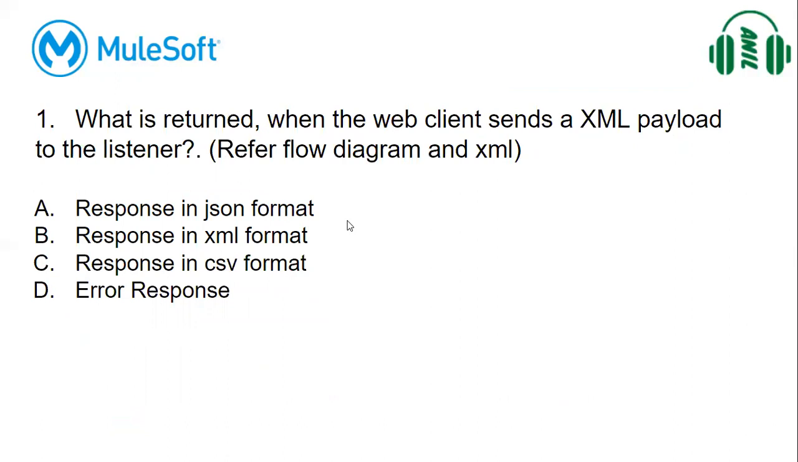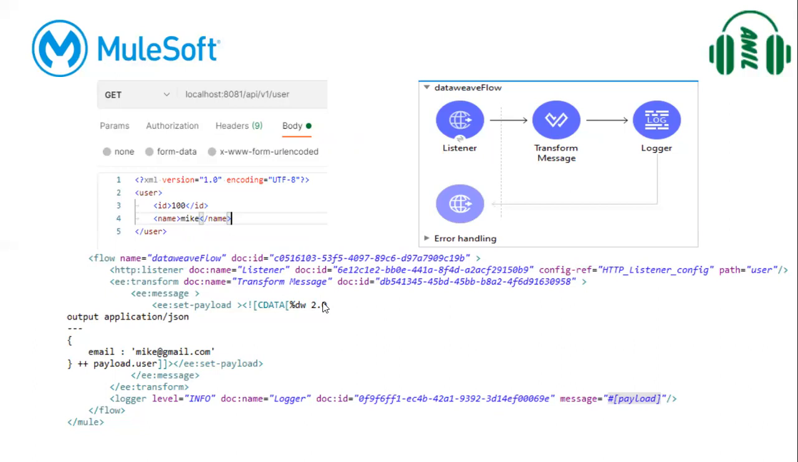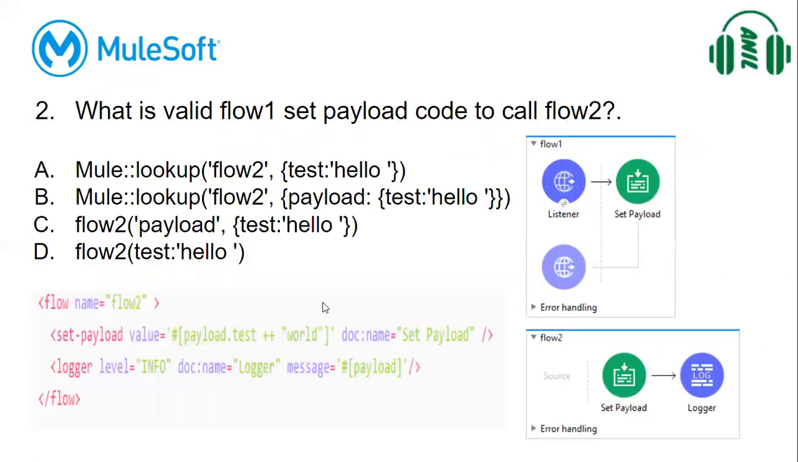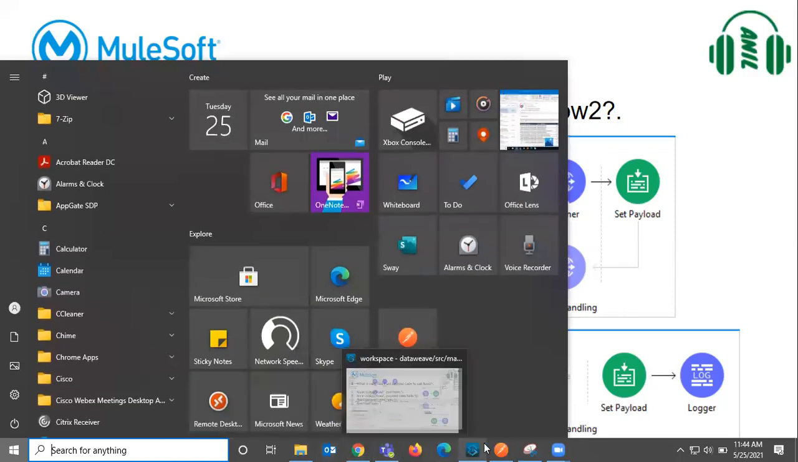Okay, so do not confuse. If you want to see this, you can try in your Postman. So let us go to the second question. What is valid flow1 set payload code to call flow2? So here how we call from flow 1 to flow 2, we use flow reference, right? But we can also call using set payload. So how can we do that? What is valid expression from these all four? So let me execute this in Studio, and then we can go.